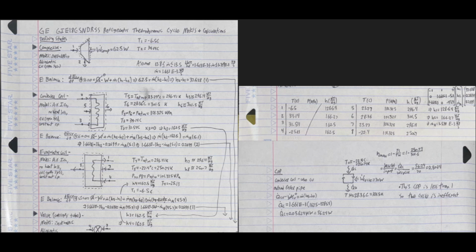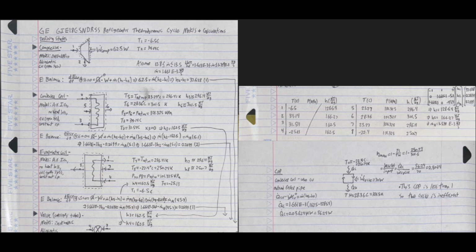I ended up having one too many unknowns to solve this system, so I found a value for the mass flow rate of the refrigerant online, which can be found in my sources. I assumed this to be 1.661 e to the negative 3 kilograms per second. So from all of this, I got the enthalpies for each stage, and this allowed me to find the rate of heat extracted from inside the refrigerator and freezer.